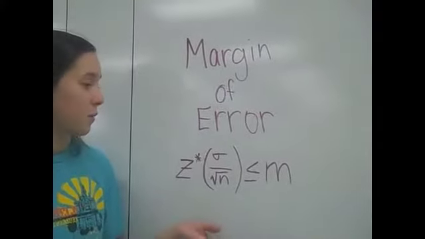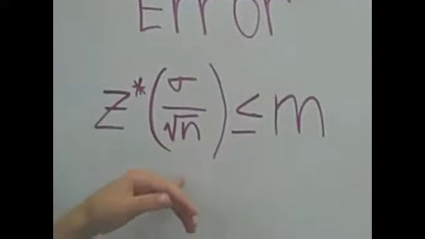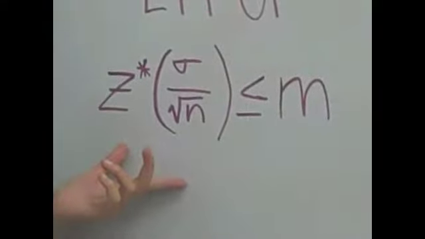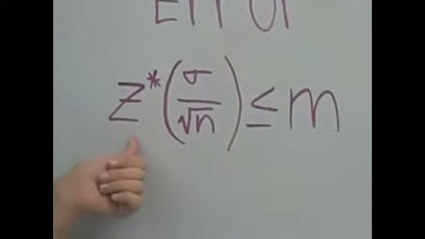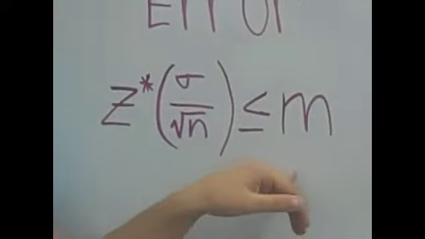Okay, this is our formula for margin of error. It's z star times sigma over the square root of n is less than or equal to m. The three variables on the left you'll obtain from the problem, and your z star is dependent on what level of confidence you have. And then you will compute your margin of error. If your z star is bigger, therefore your level of confidence is bigger, your margin of error gets bigger. If your sample size increases, your margin of error decreases. If your population's standard deviation decreases, your margin of error will get smaller.